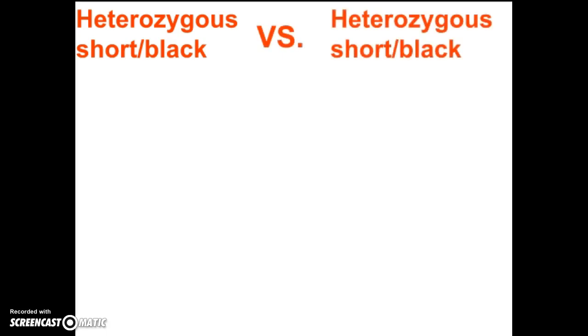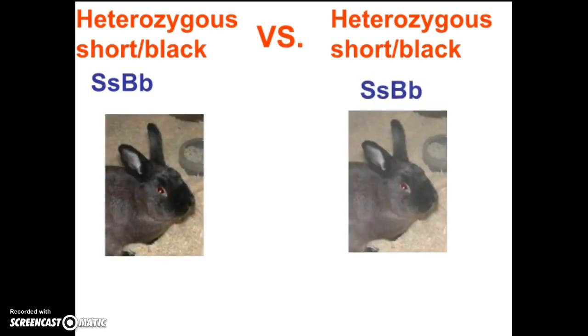So we're going to take a heterozygous short and black furred bunny and cross that with another heterozygous short and black furred bunny. Now I'm going to use the letters S and B because those are the dominant alleles. Heterozygous for short is going to be capital S, lowercase s, and heterozygous for black will be capital B, lowercase b. Because the other parent is the exact same, we will use those same alleles.